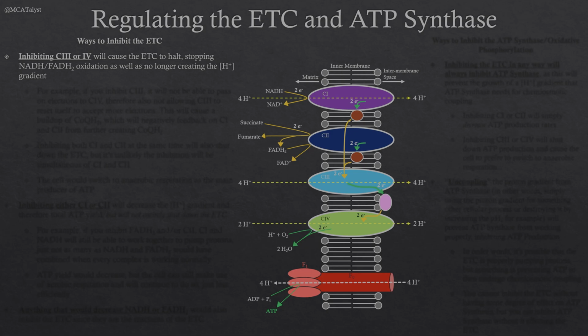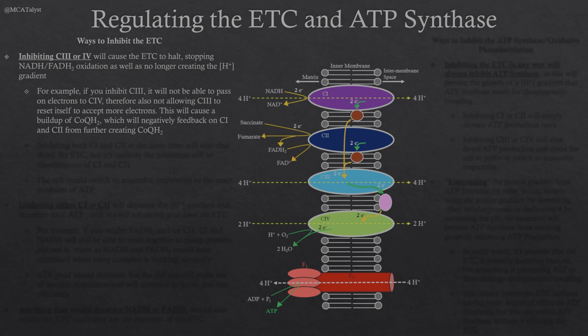Neither of them are going to be able to accept electrons from FADH2 or NADH. For example, if you inhibit complex 3, it is not going to be able to pass on electrons to complex 4, and that's not going to allow complex 3 to reset itself to accept more electrons. This is going to cause a buildup of coenzyme Q in the reduced form, which of course, via negative feedback and buildup of products, is not going to allow complex 1 or 2 to work either. Basically, inhibiting complex 3 or 4 is going to entirely halt the pumping of protons.